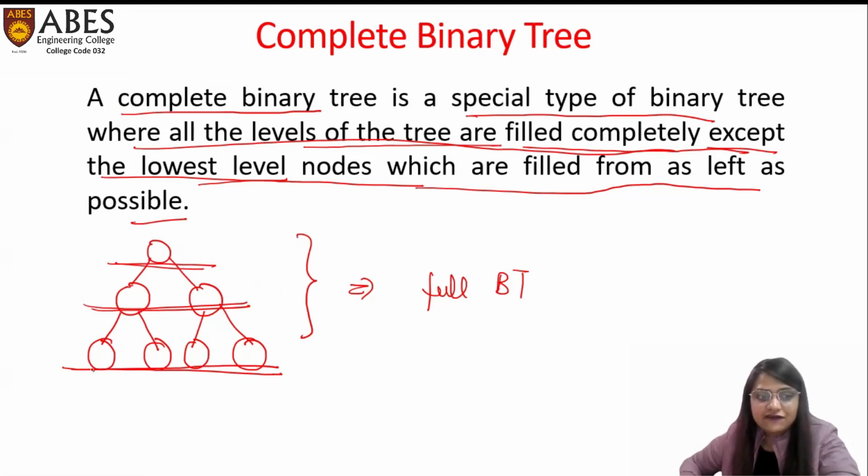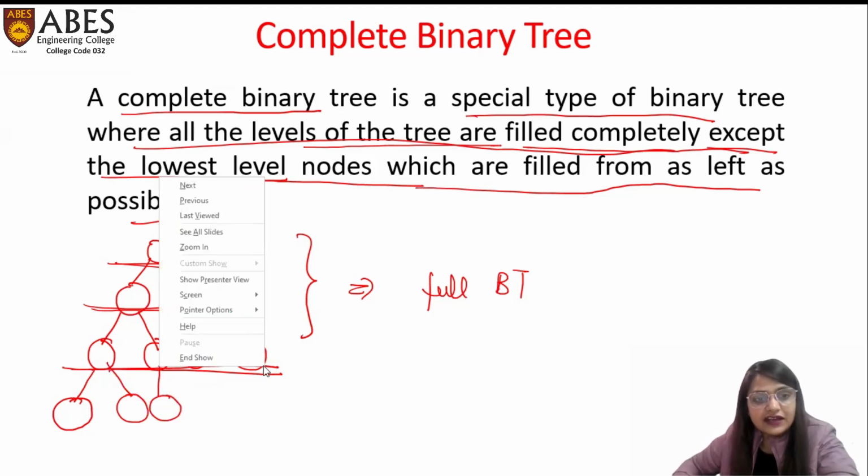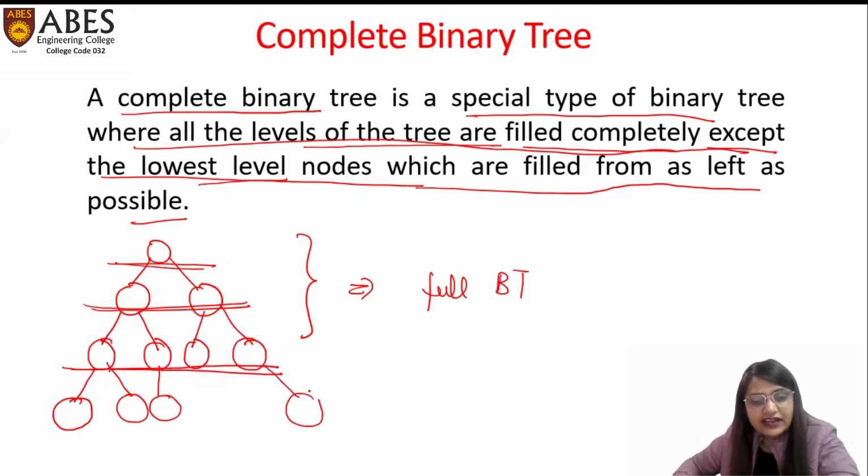There is a freedom that the last level may not be completely filled. But if I want to insert any node, the insertion should be done only from the left-hand side. This is representing a complete binary tree, as well as this, and this will also represent a complete binary tree. But if I insert a node here, then it will not represent a complete binary tree.